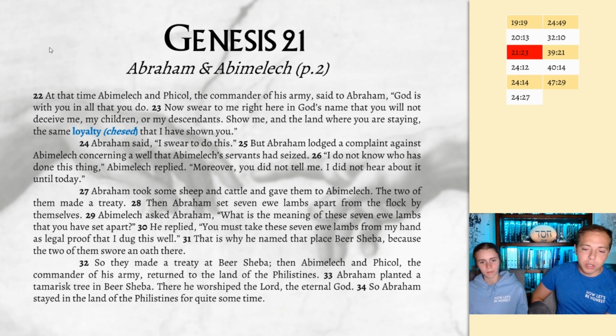Then Abraham set 7 ewe lambs apart from the flock by themselves. Abimelech asked Abraham, what is the meaning of these 7 ewe lambs you've set apart? He replied, you must take the 7 ewe lambs from my hand as legal proof that I dug this well.